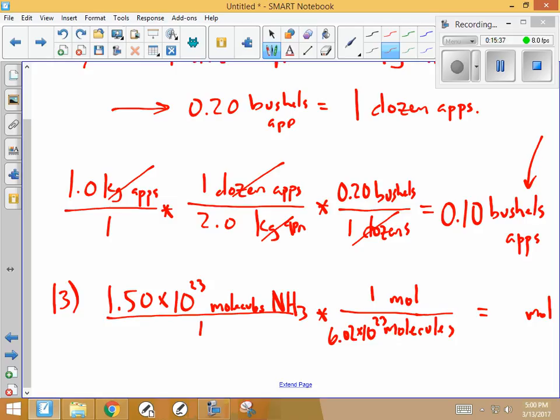And we just need to do the math, and we get molecules cancel. We're left with moles, and we divide 1.5 times 10 to the 23rd by 6.02, and we should get something close to about a quarter. 0.249 moles of ammonia.